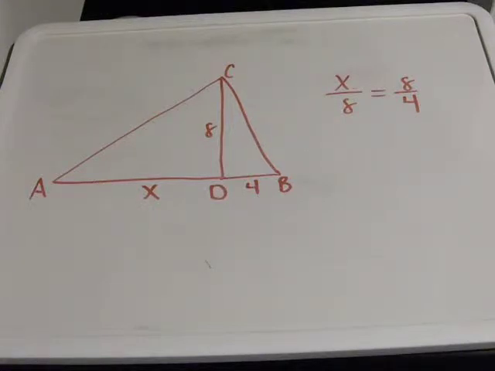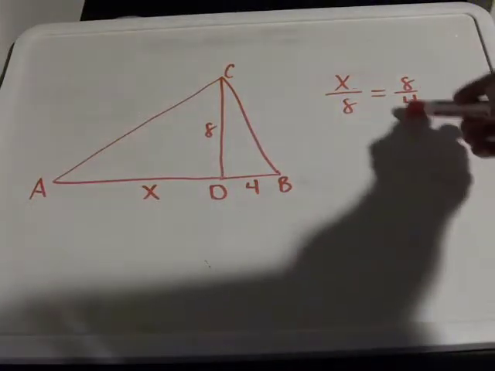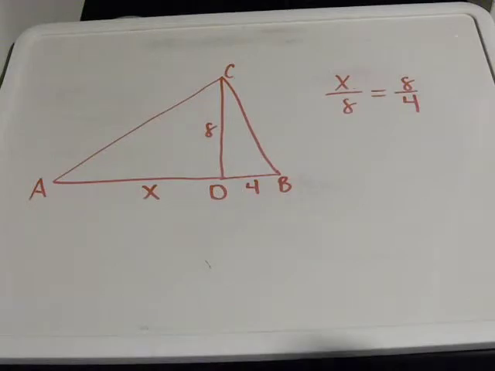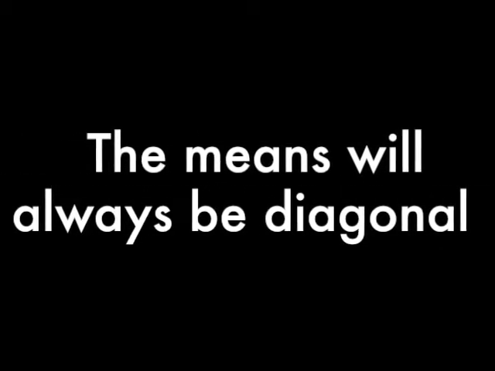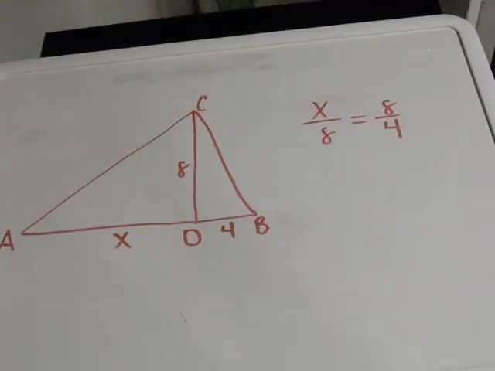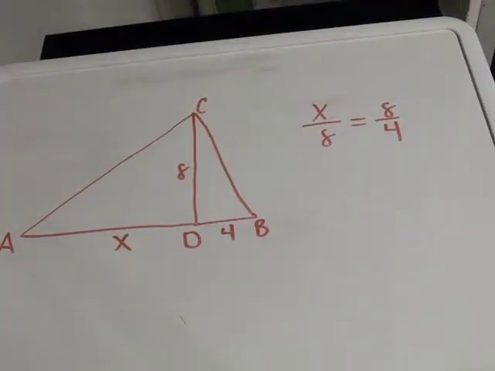The x and the 4 are the other corresponding sides of the triangles, aka the extremes, and you will write those here. Once you have your proportion, you're halfway done.